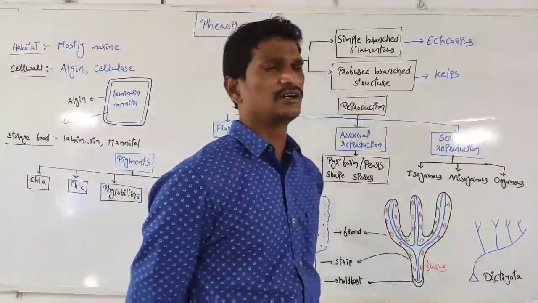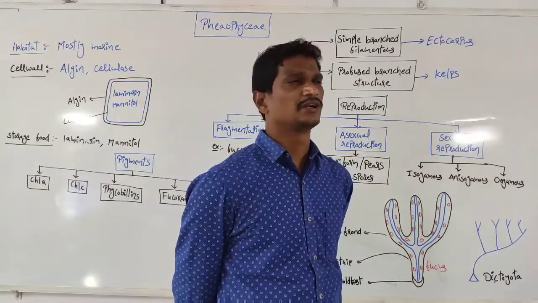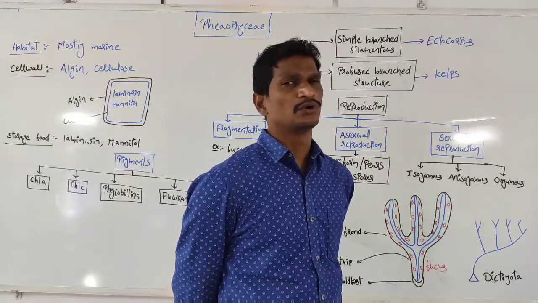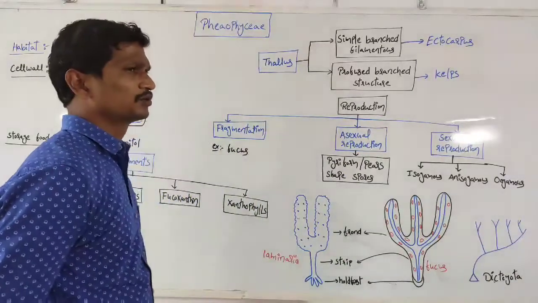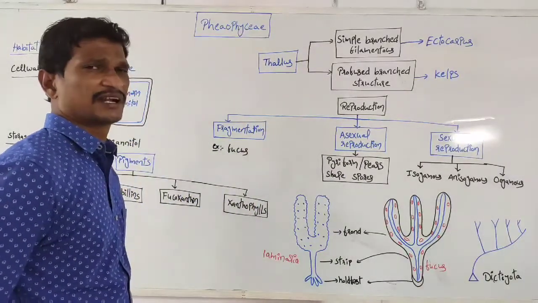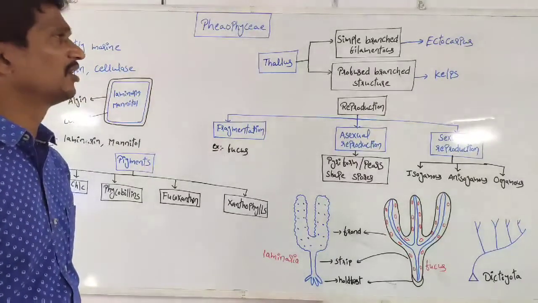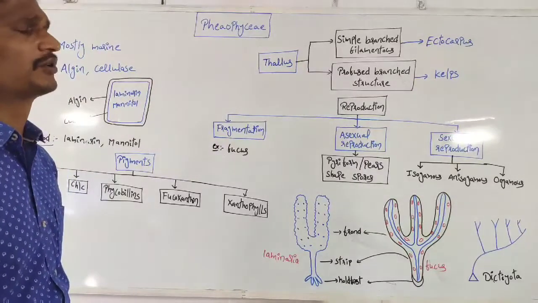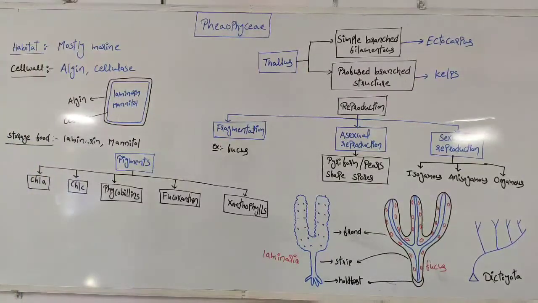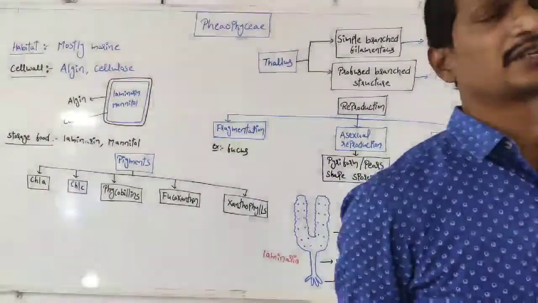That's why we have to read every line of NCERT very carefully, and we have to prepare our own notes also. Then these notes are very supportive for the preparation of the plant kingdom. What I'm trying to say here is that every line of this chapter is very important, and all examples are also very important. And see, in the Phaeophyceae, most of these organisms are grown in marine water, right?